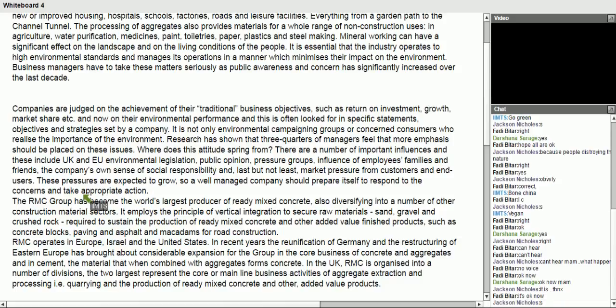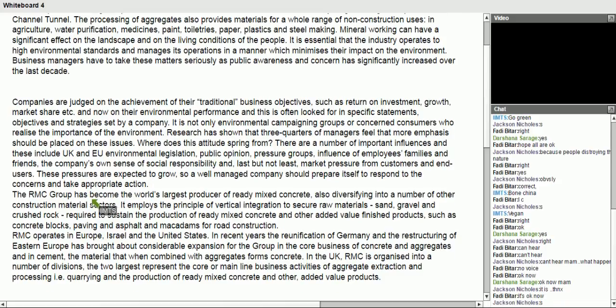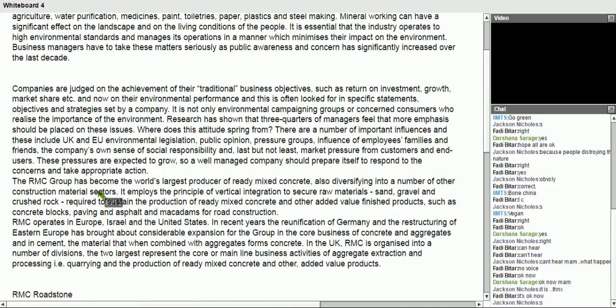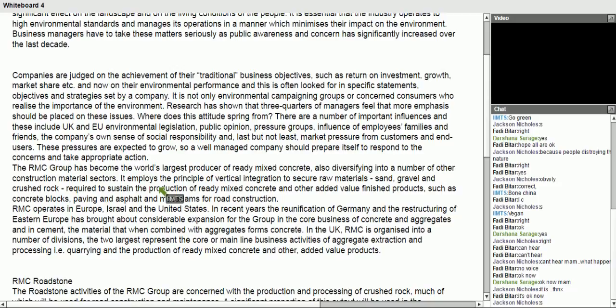Yeah. So RMC Group has become the world's largest producer of ready mixed concrete. Okay, this company sells ready mixed concrete. Concrete is obviously the building material. Also diversifying into a number of other construction material sectors. It employs the principles of vertical integration to secure raw materials such as sand, gravel and crushed rock.